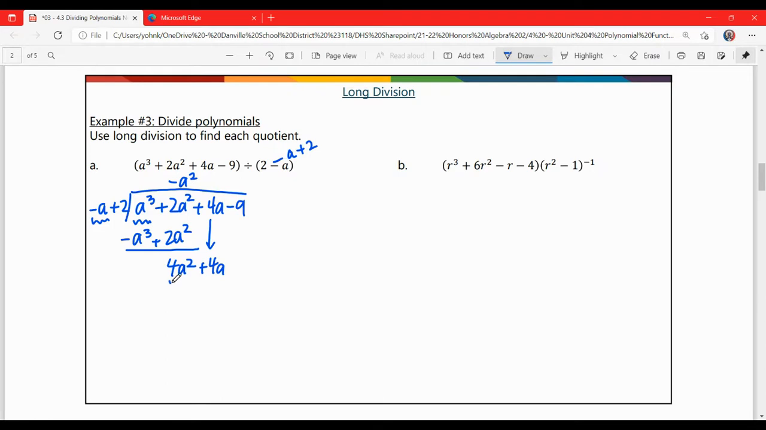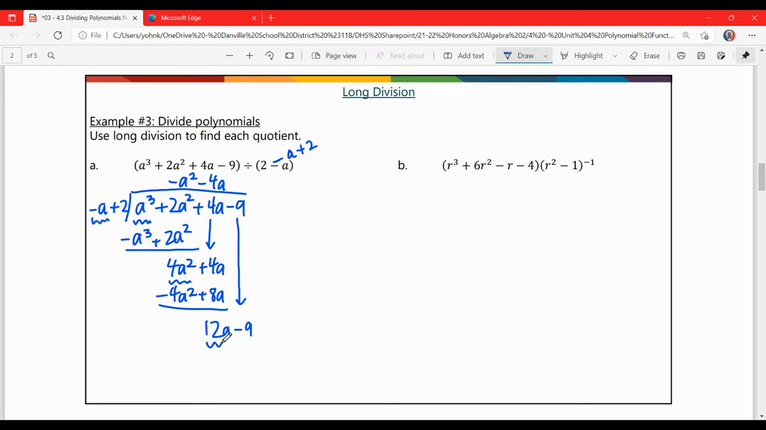Then you only look at the beginning stuff. Negative a times what is 4a squared? The answer is negative 4a. So then you distribute. Negative 4a times negative 1 is 4a squared. Negative 4a times 2 is negative 8a. Draw your line, change your signs, and add. You get 12a. Bring down the negative 9.